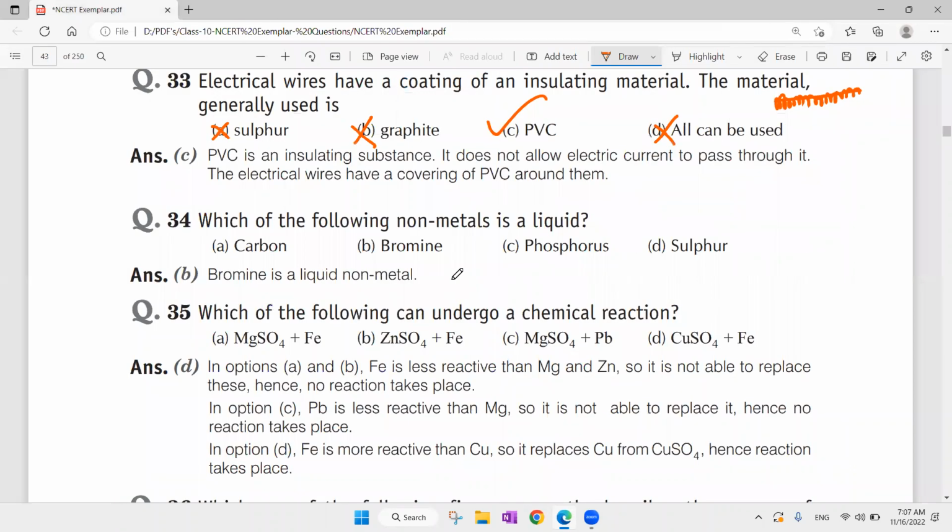Then, which of the following non-metals is liquid? Only one non-metal will be in liquid state, that is bromine.